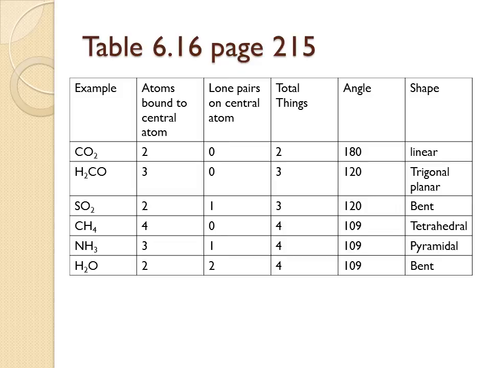These last three examples, methane, ammonia, and water, are all molecules that have four things around the central atom. So notice that the number of things corresponds to the angle. So the four things all have a 109 degree angle, just like the three things both had a 120 degree angle.